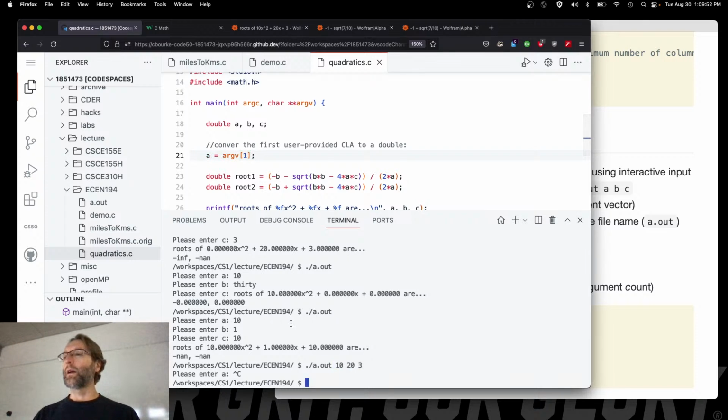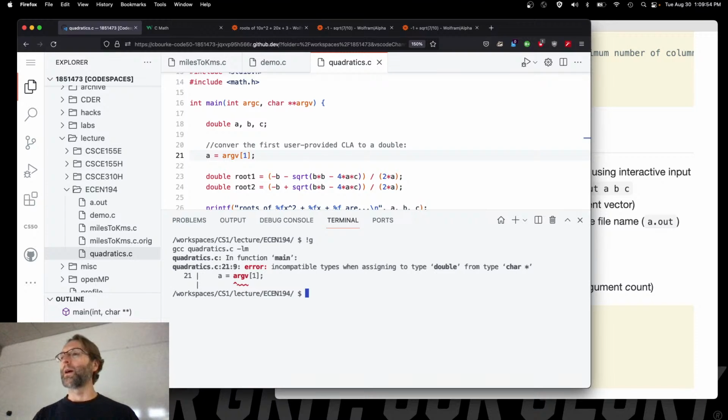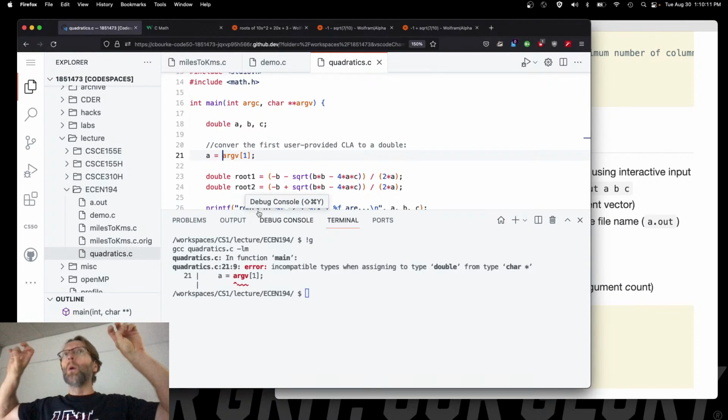Let's find out why. The compiler is going to really complain about this. It's a full-on error. argv is a char star star. I wonder what that is. It's a character array, a string. Those are incompatible. I need to get a string, the string 1, 0, or whatever it happens to be, and convert that to the number 10.